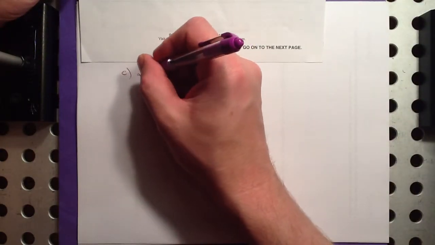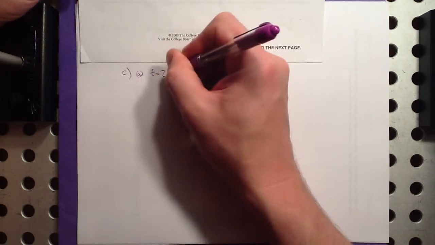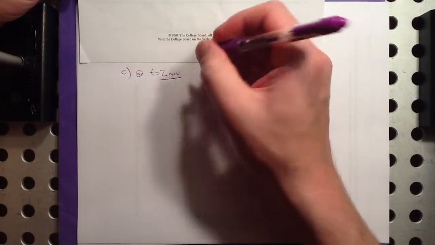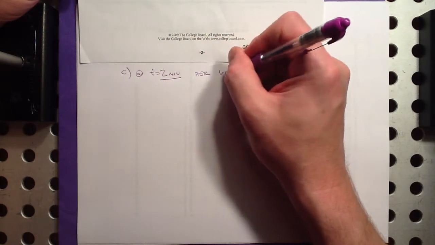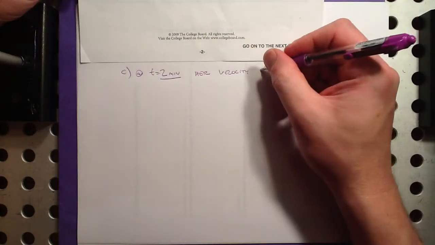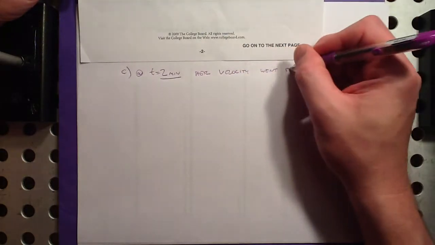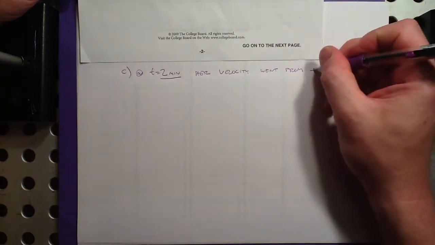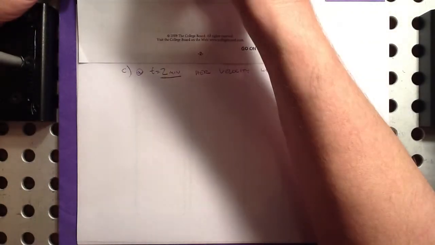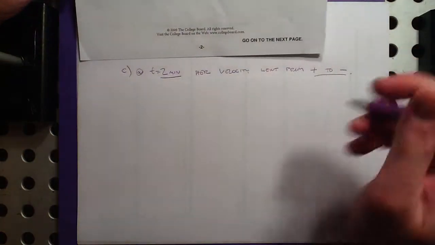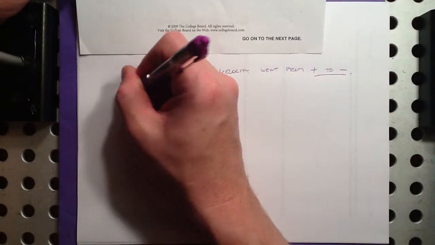So at time equals 2 minutes, her velocity went from positive to negative. This is the velocity function, so positive velocities, and then underneath, negative velocities.